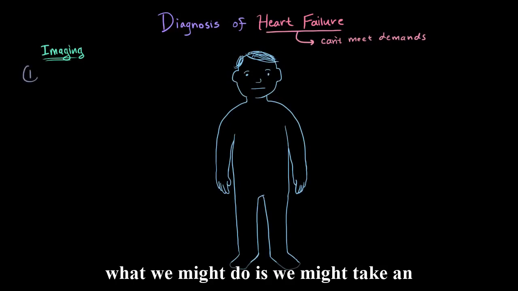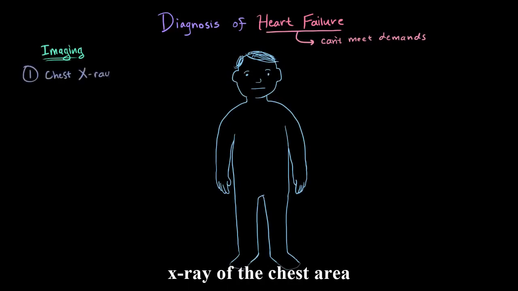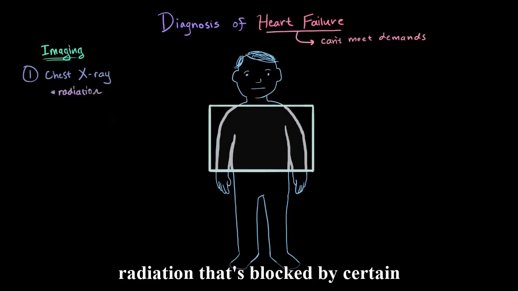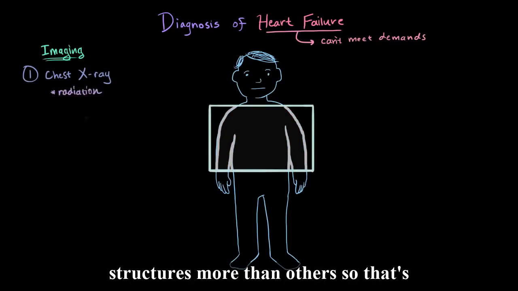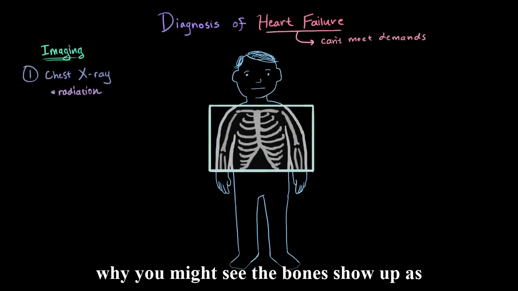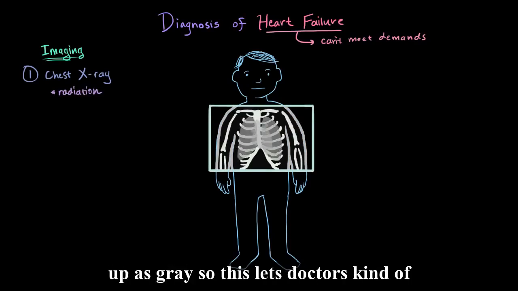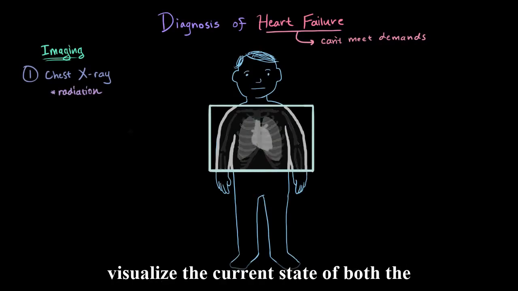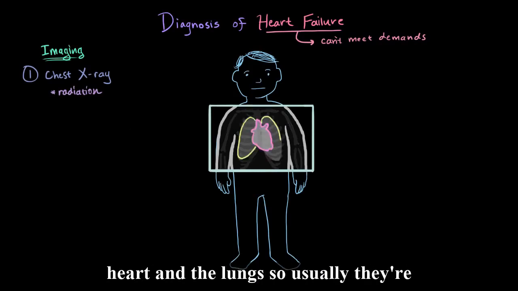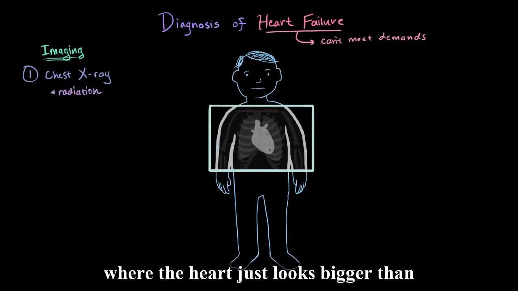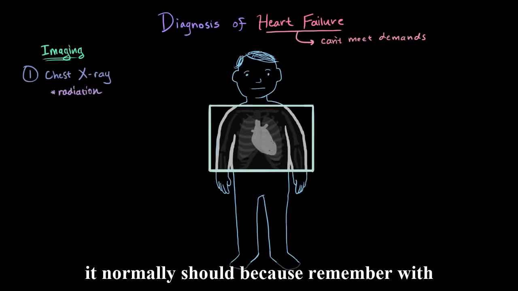So, what we might do is we might take an x-ray of the chest area. Now, X-rays use this electromagnetic radiation that's blocked by certain structures more than others, so that's why you might see the bones show up as white, and then other organs might show up as gray. So this lets doctors kind of visualize the current state of both the heart and the lungs. So usually they're looking for the outline of the heart, right? And one thing they might look for in the heart is any sign of enlargement, where the heart just looks bigger than it normally should.